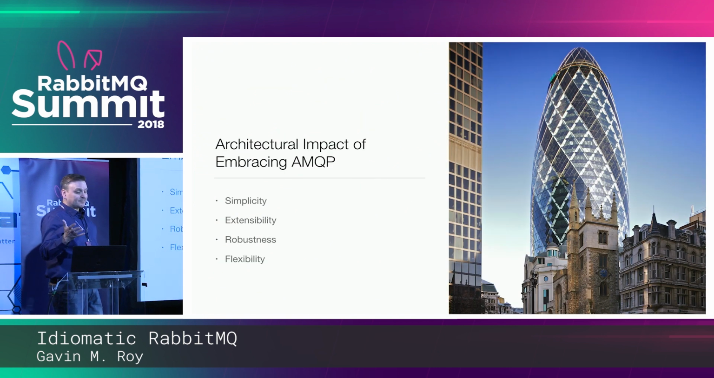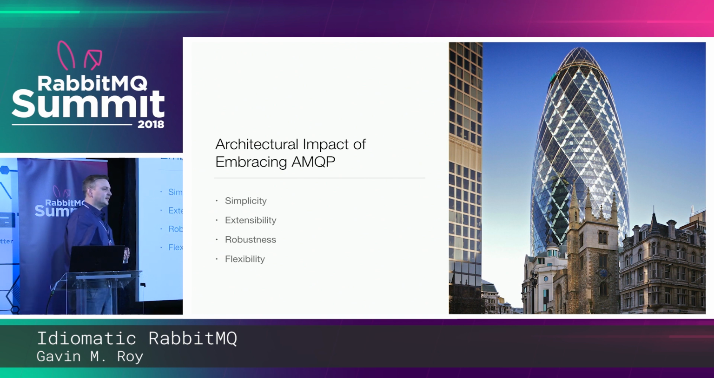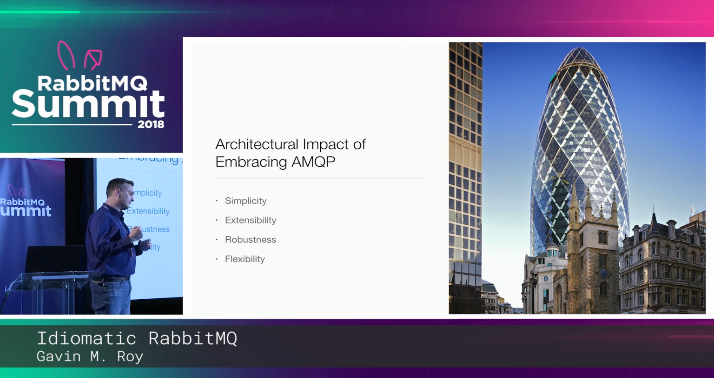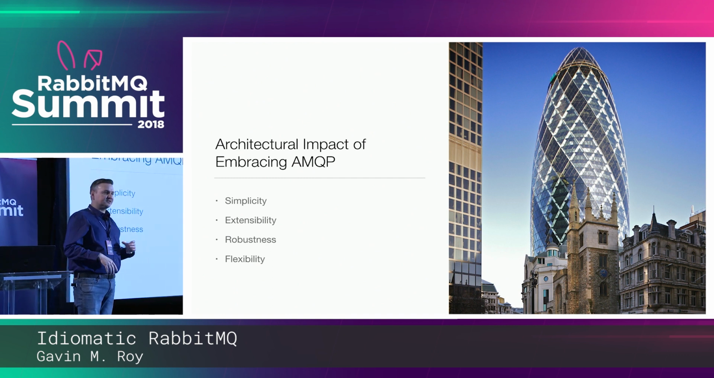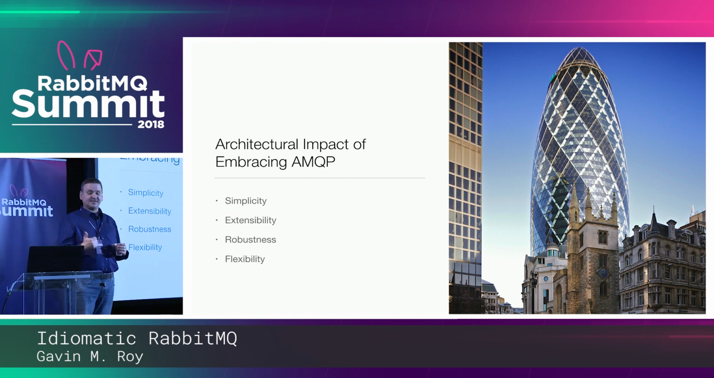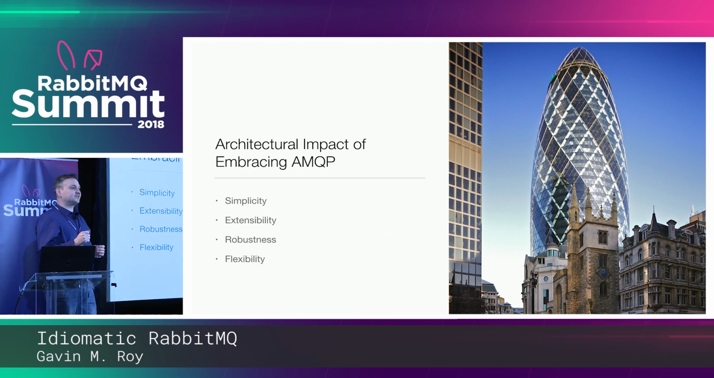Finally, I want to talk about the architectural impact of embracing AMQP. When you move beyond this idea of Rabbit as a message broker, and I'm going to shove all my stuff in the message and let my applications sort it out, you get to having simplicity, extensibility of your messages, using them for multiple purposes. You get some robustness in your application framework and flexibility in use.